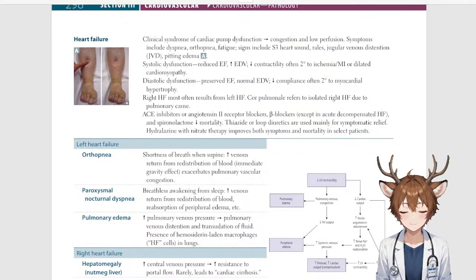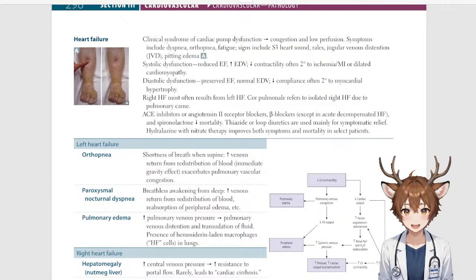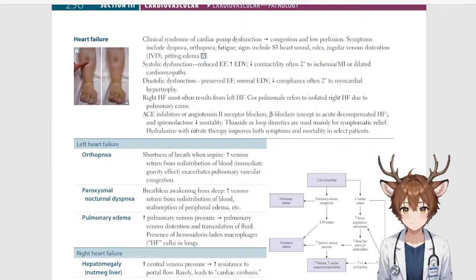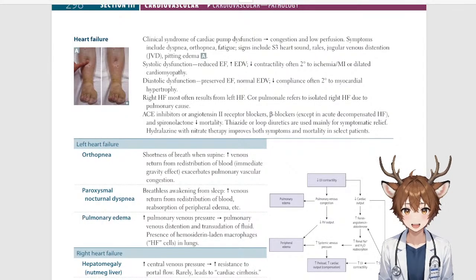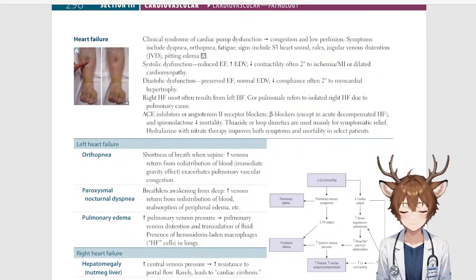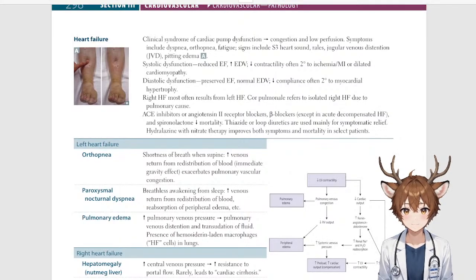However, cor pulmonale, where you have pulmonary hypertension, or let's say some sort of issue with the pulmonary system, that could cause a right heart failure without necessarily having a left heart failure problem going on at the same time. But it's still a concept of backtracking, essentially.